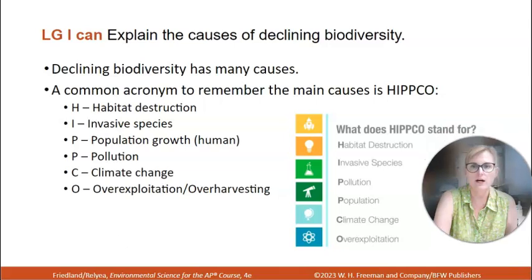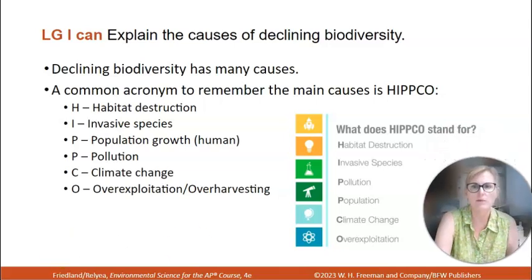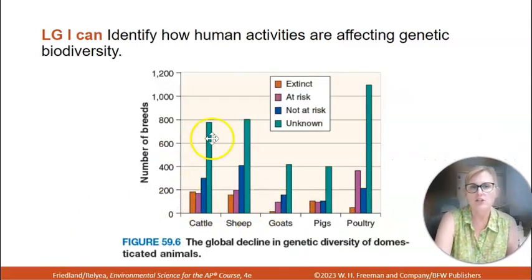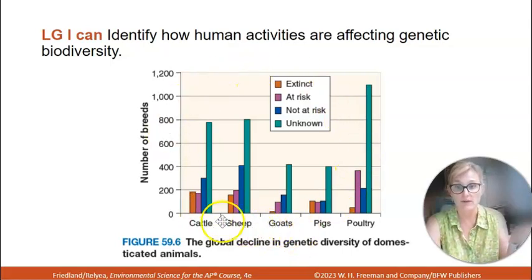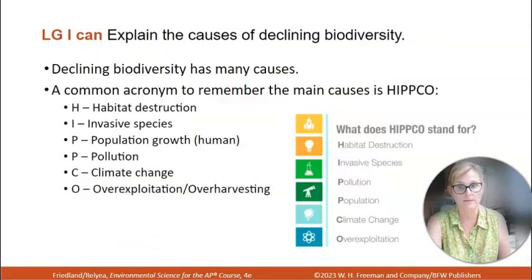Okay, there are several causes. Now you do need to know this. Actually, let me go back a second. You don't have to know this graph. You will need to be able to know that genetic diversity has declined among our crops and livestock. And if you're given a graph like this, you need to be able to read and interpret it. But you don't have to memorize the information on it.